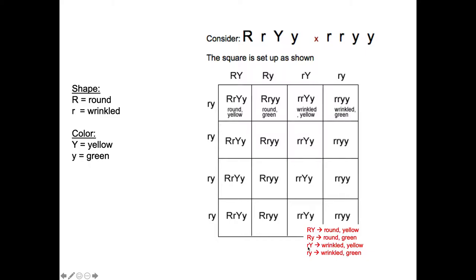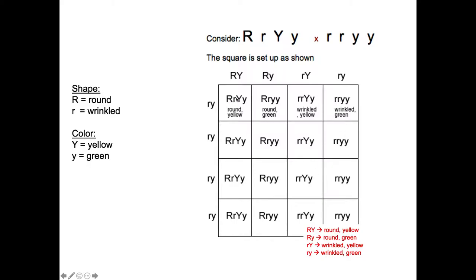If they just have little Rs and one big Y, they would be wrinkled and yellow. If they just have little Rs and little Ys, they would be wrinkled and green. So here you can see that these offspring will be the same, these will be the same, these will be the same, these will be the same.